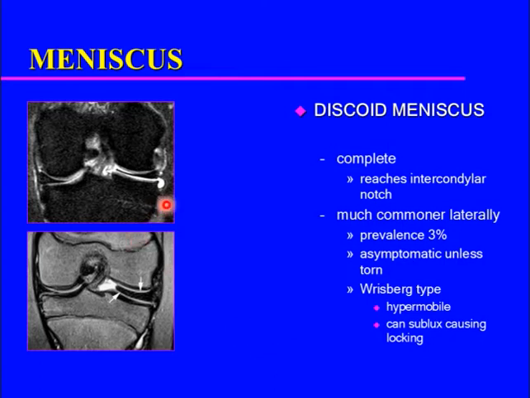Complete: it reaches the intercondylar notch. It's larger, longer, and goes into the intercondylar notch. It's much more common laterally, about 3% of the population. Asymptomatic unless torn. And the Wrisberg type is a hypermobile meniscus that can sublux, causing locking. Sometimes the subluxed meniscus is just not fixed in its place, resulting in locking of the knee, and the surgeon is looking for some sort of ACL tear, PCL tear, a foreign body or synovial something floating, and there is nothing of that. It's just a hypermobile discoid meniscus.